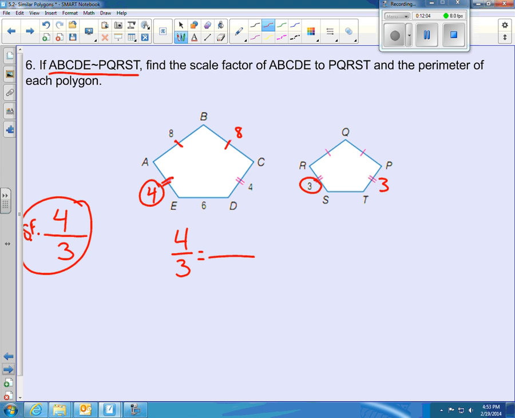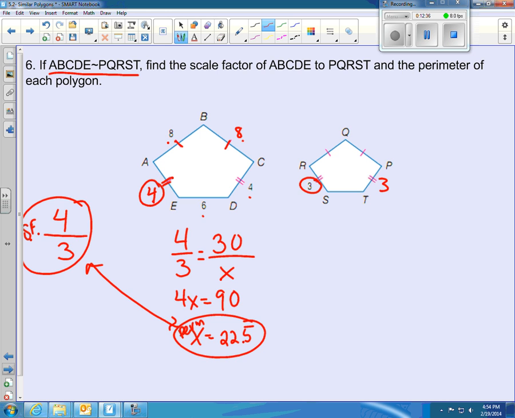So we have the perimeter of the large figure. 4 plus 8 plus 8 plus 4 plus 6. Add those all up, and we get 30. So that goes with our 4 because 4 came from there. But we don't know the perimeter for the other one, and we can set that up as x. So we're going to cross multiply. 4x equals 90. Go ahead and solve that. We get, good, 22.5. So this is our perimeter and our scale factor, two things they asked us for.